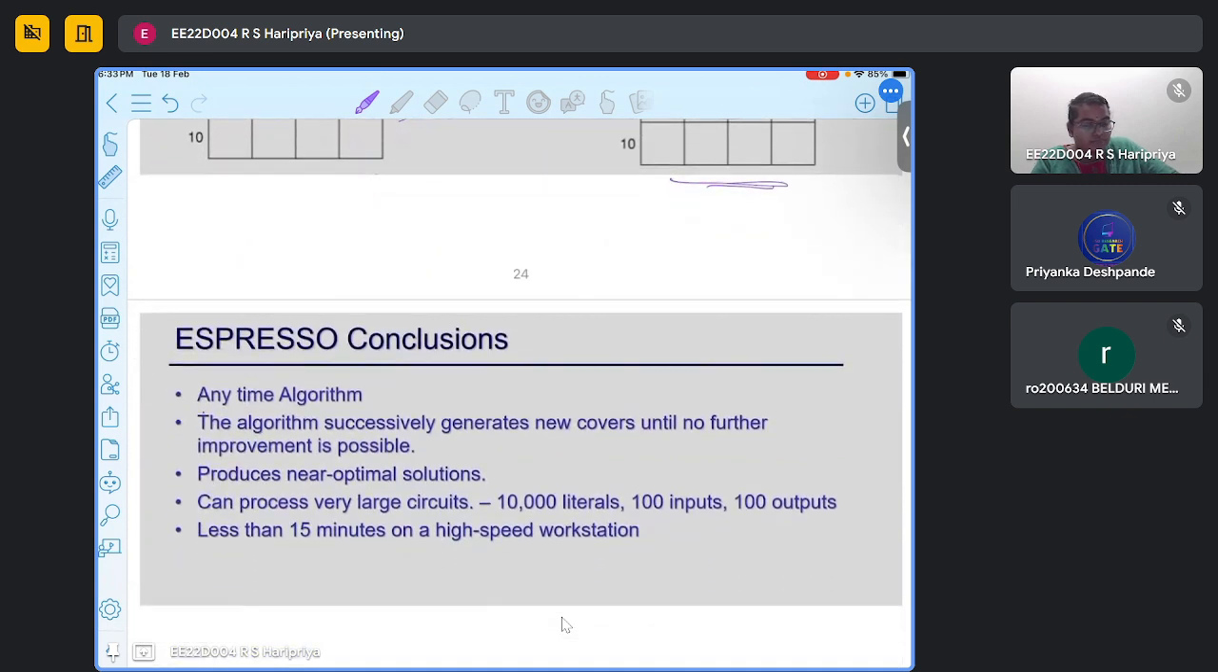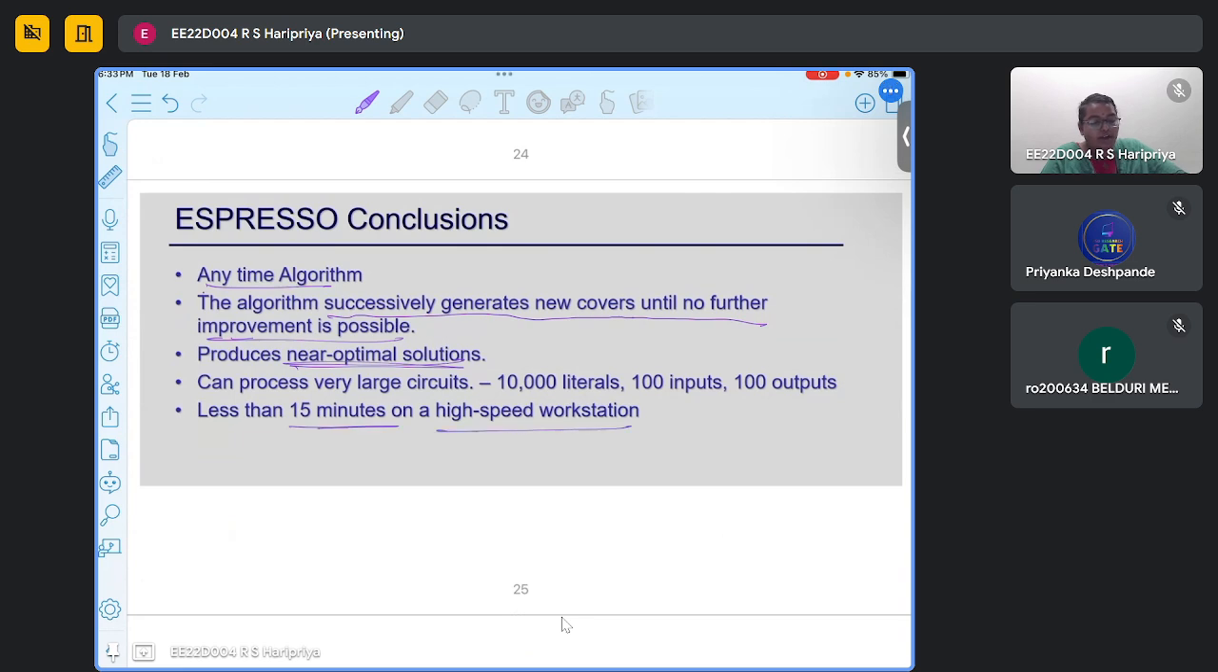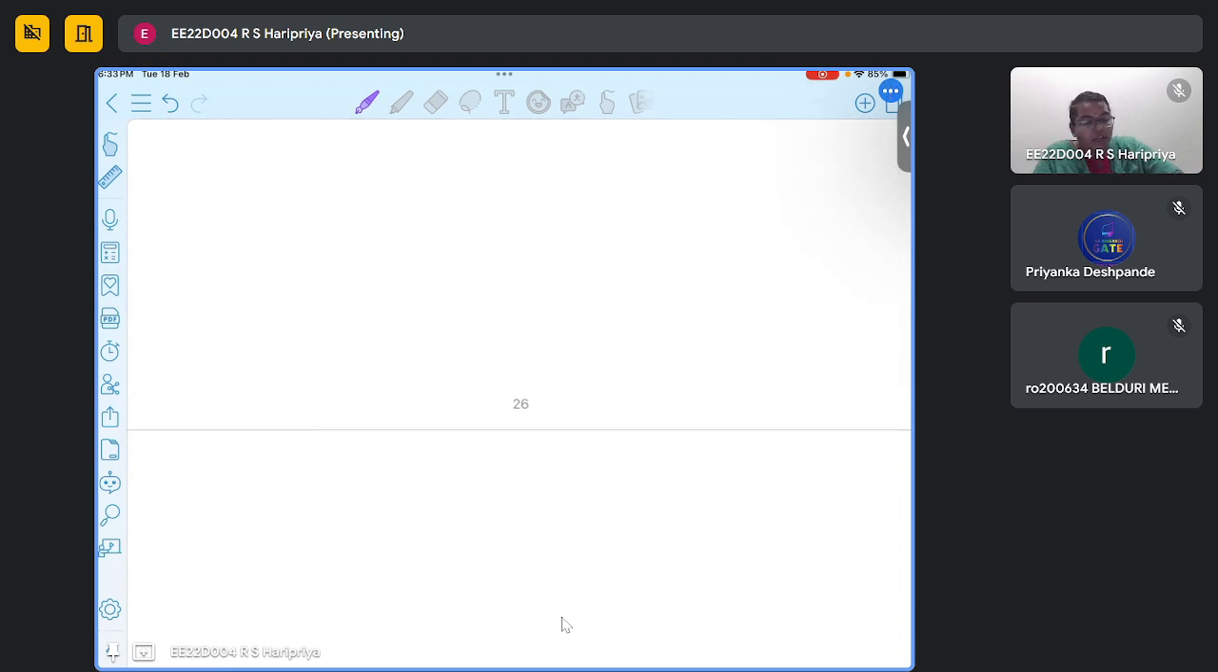This is an any-time algorithm, which means if we have less time we will get a less accurate solution, and as the time increases we will get a more minimized expression. The algorithm successively generates a new cover until no further improvement is possible, and this gives a near optimal solution. So it takes less time on high speed, less than 15 minutes to generate the output.